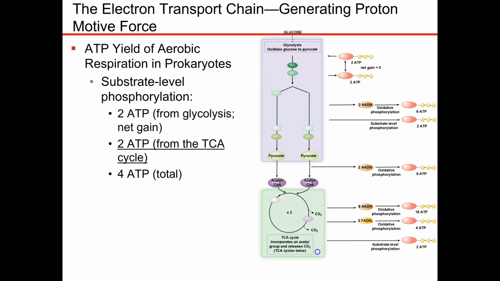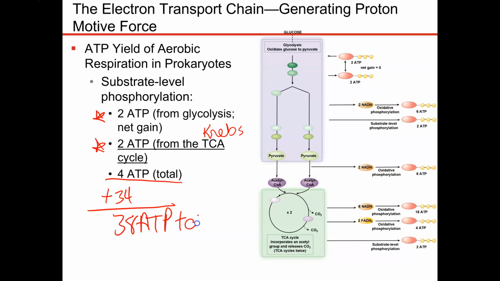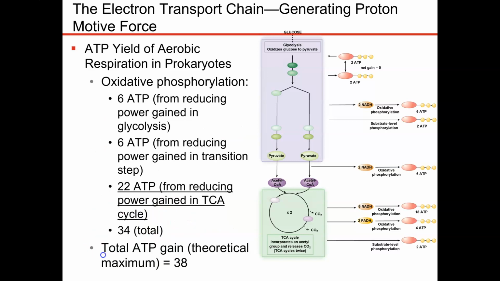But the entire process gives you approximately 38 ATP because you gained 2 ATP net from glycolysis and you gained 2 ATP net from the Krebs cycle. So you get 4 ATP there plus the 34 that you had. So that's 38 ATP total as a theoretical maximum. And that's where this number comes from.